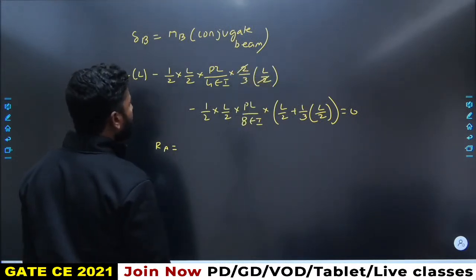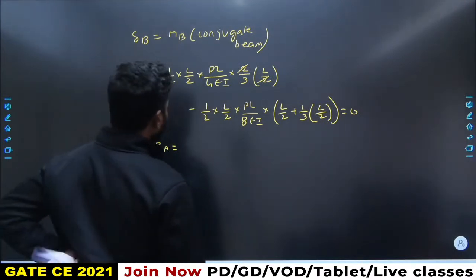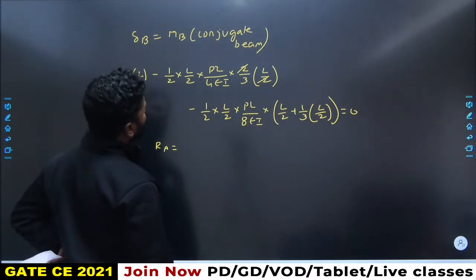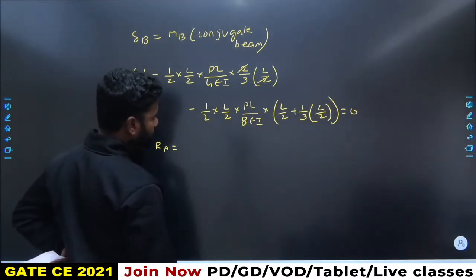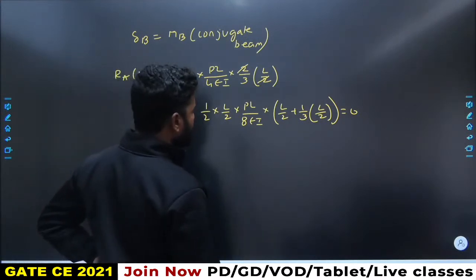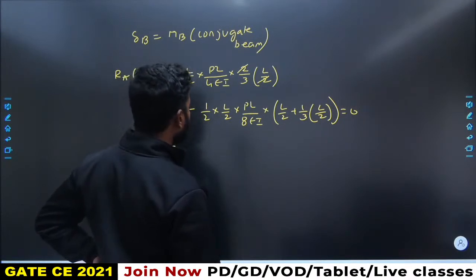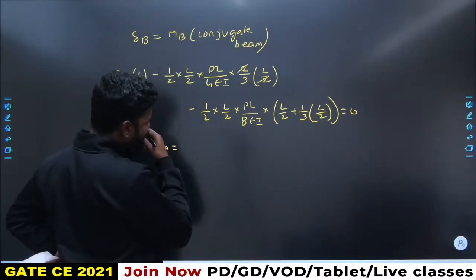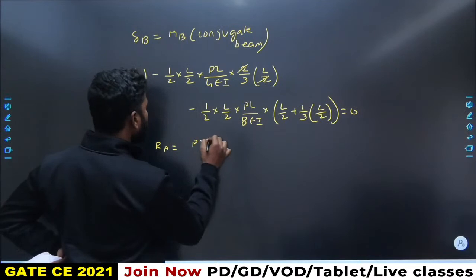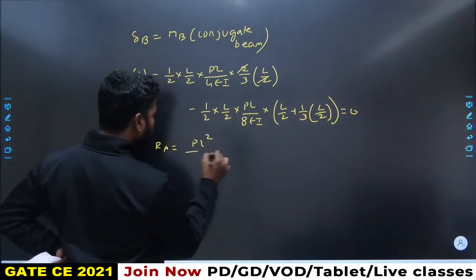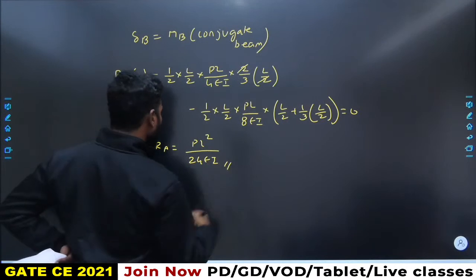Fine. So finally, if I try to calculate, RA would be approximately PL square upon 8 times 6 times 48... L by 2 plus 1 by 3 times L by 2. L by 2 plus L by 6 is 2L by 3, 2 gets cancelled. 8 3 is 24, 48. So approximately you will get RA as PL square upon 24 EI.